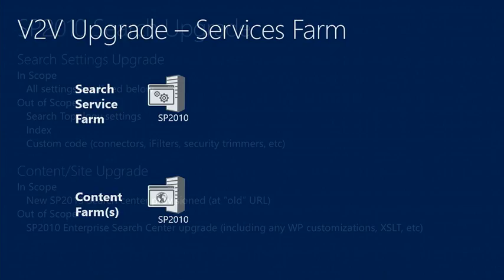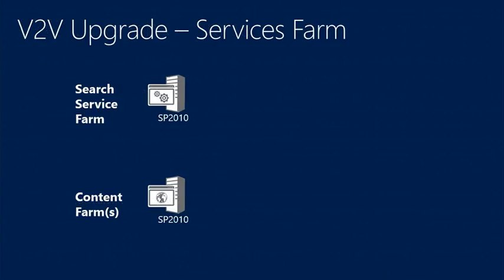If we think about upgrading, anyone using services farms, it doesn't seem to be a very common thing in this part of the world, like consuming search from another farm. Everyone's familiar with the concept though? Okay, so if you're consuming search from another farm, imagine this scenario here. We have our 2010 content farm, which is consuming search services from a published search service application. Too many S's.